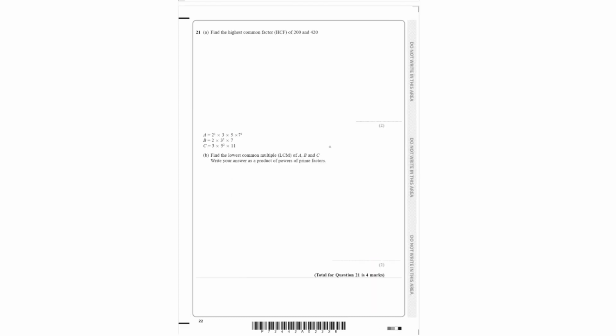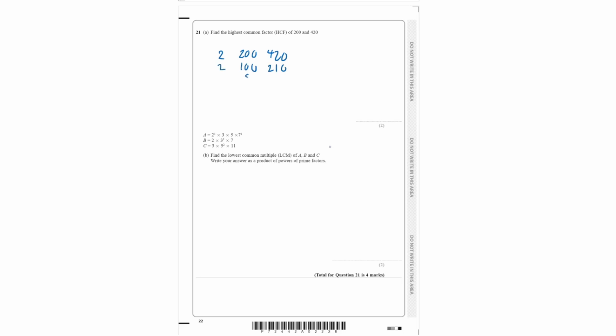Question 21. Find the highest common factor of 240. So we can simply write here 200 and 420. Now, when trying to find the highest common factor, we have to continue to divide it by a factor until we can no longer divide it by a common factor. So we can see here 200 and 420 is divisible by 2. So 200 divided by 2 is 100. And 420 divided by 2 is 210.